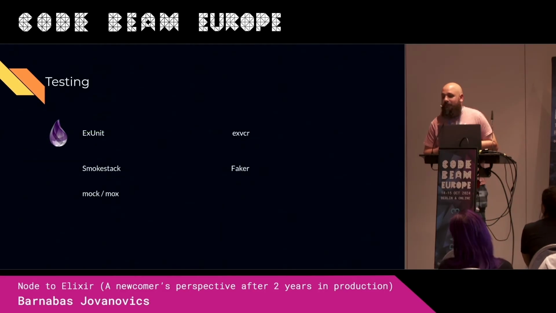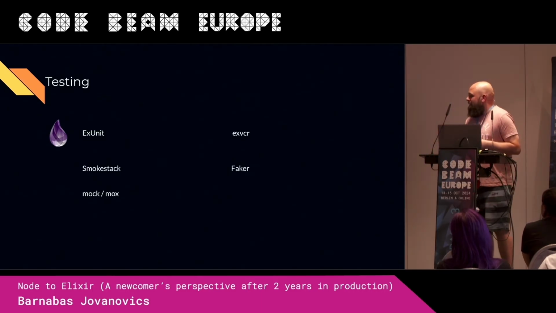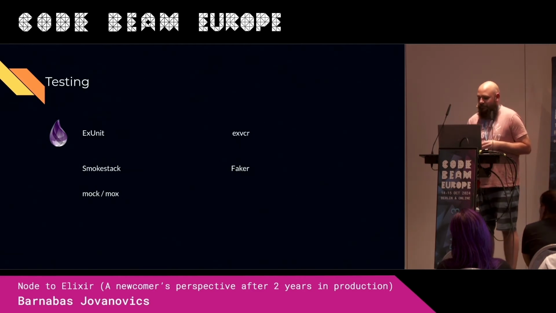Faker is just for generating test data. You saw it in the Smokestack example before. It's also something that is known in the JS world, so that's why I put it up there.